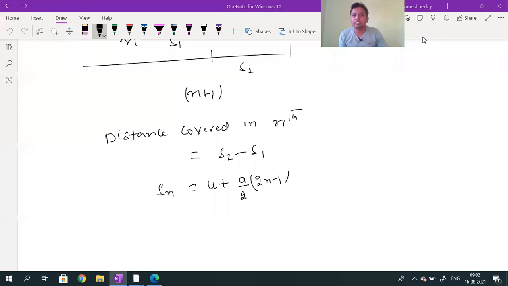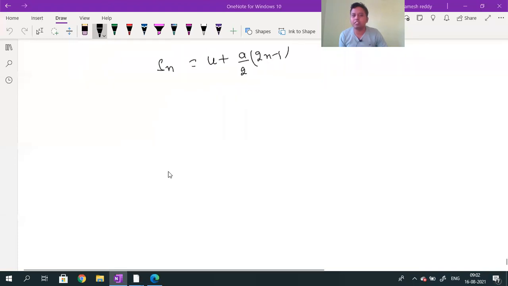So last class we discussed the equations for uniformly accelerated motion. Is there any doubt regarding those equations? What are the equations we wrote? How many equations did we write for uniformly accelerated motion?